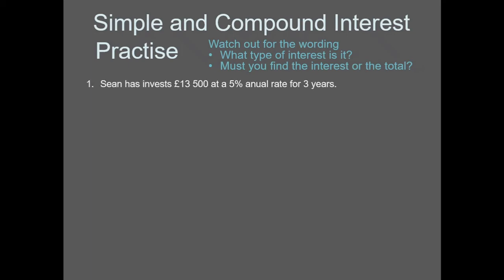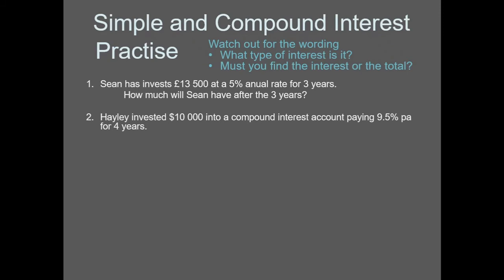Okay, question 1. Sean has invested £13,500 at a 5% annual rate of interest for 3 years. Does it say it's compounded or not? I don't see the word compounded. There's your hint. How much will Sean have after 3 years? How much will he have? Will he just have the interest or will he have the total amount?